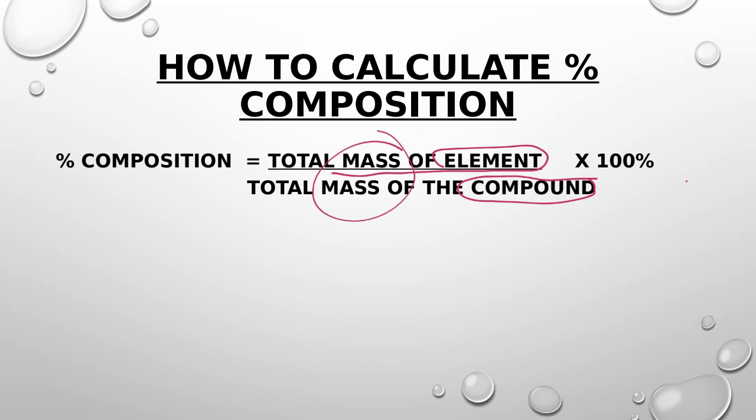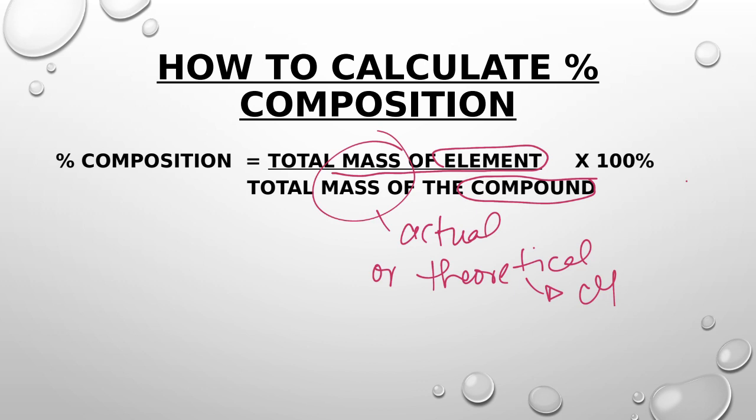The masses that you can use can be actual masses, so experimental values that you obtain in the lab, or they can be theoretical. And a theoretical mass refers to the molar masses that we find on the periodic table.